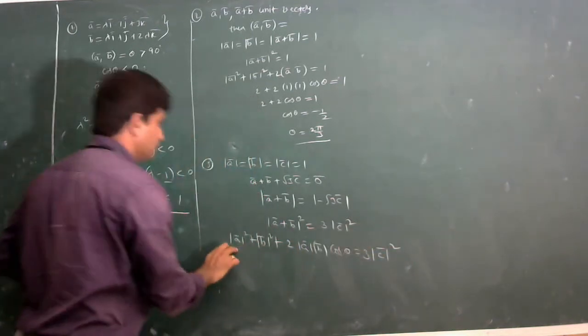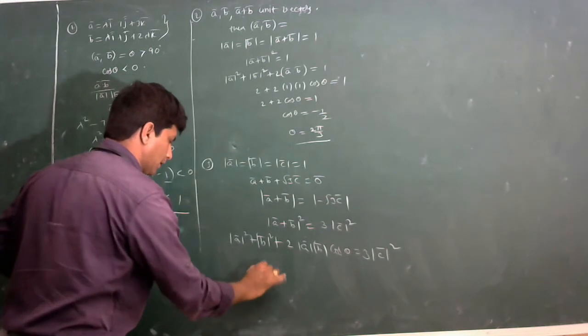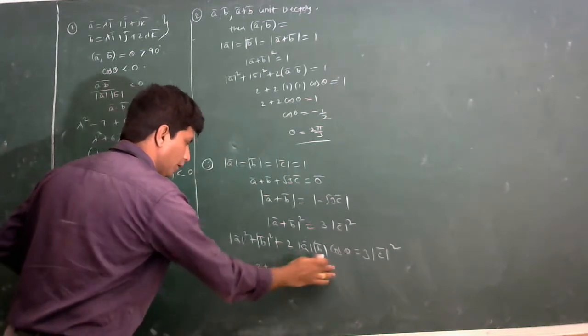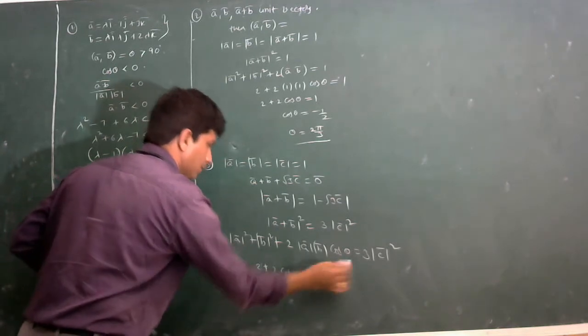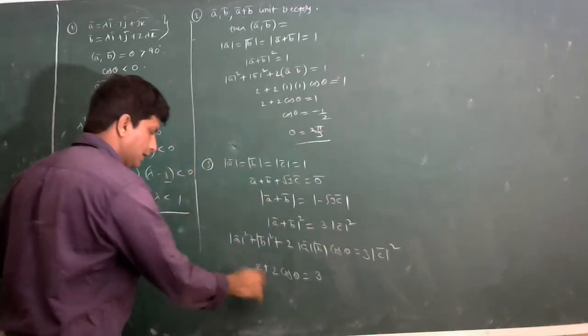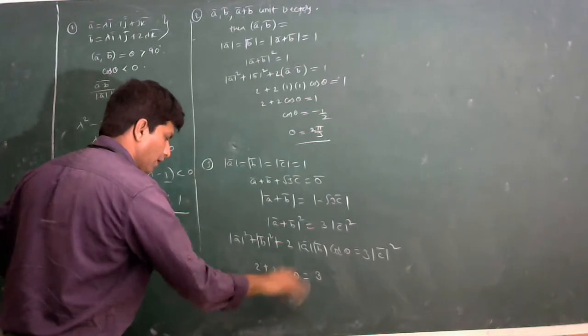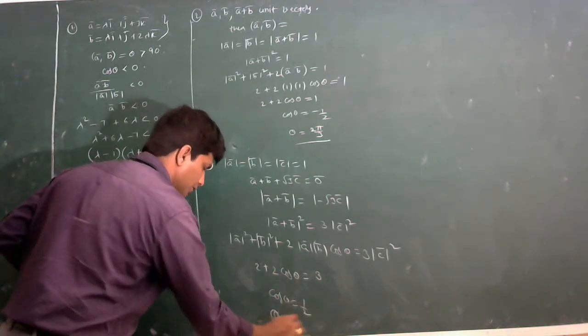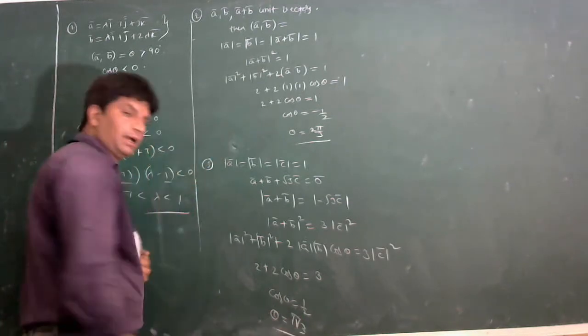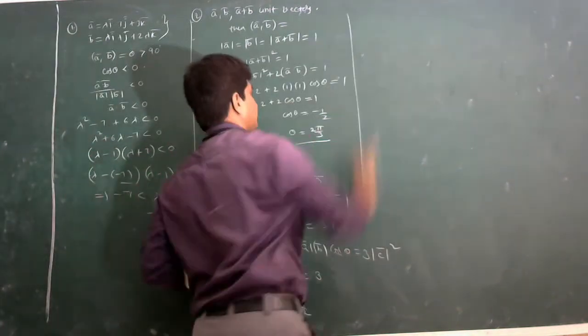Right? This is 1, given. This is also 1, plus 1 is 2, directly I am writing. This is 1 into 1 is 1, 2 into 1 into 1 is 2. This is 2 plus 2 cos theta is equal to 3, because mod C bar is also given 1. Take the 2 to the right side, you will get what? 1 by 2. So cos theta equal to 1 by 2, cos 60. Therefore the answer is what? Theta is equal to pi by 3.